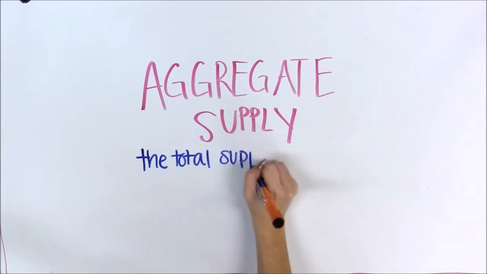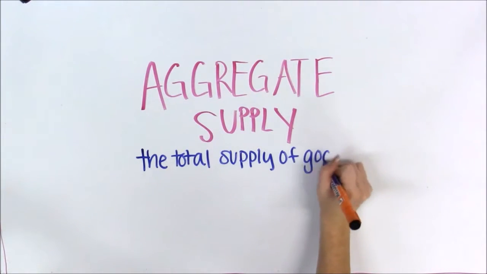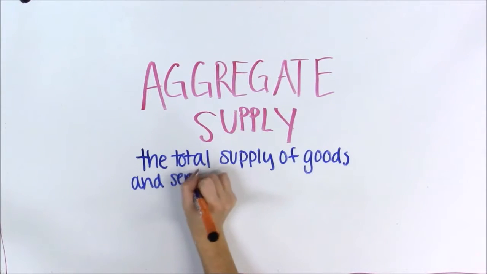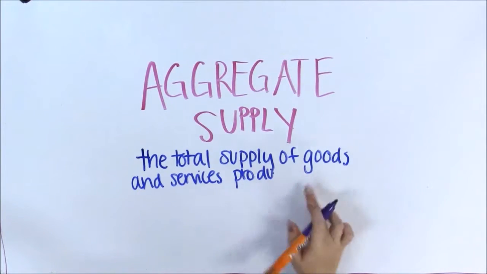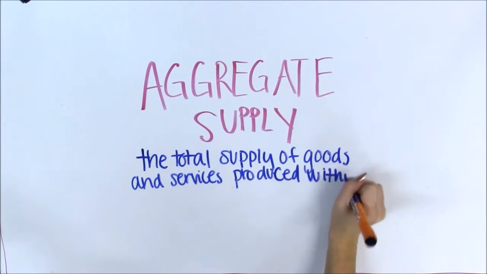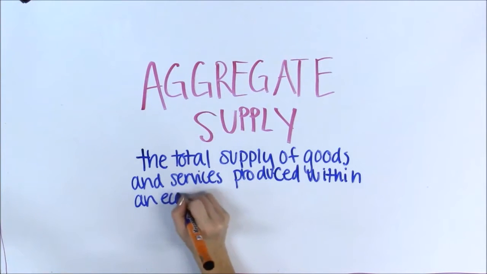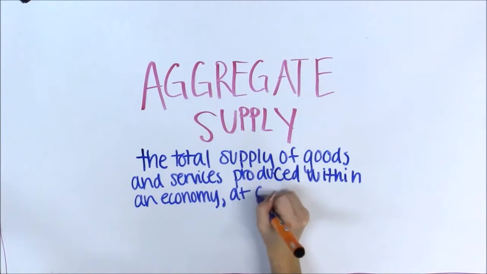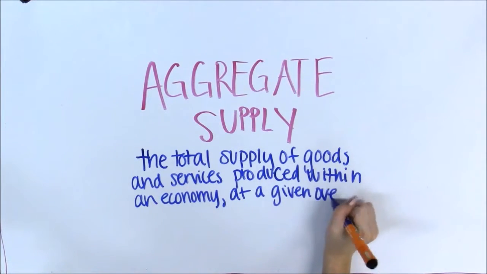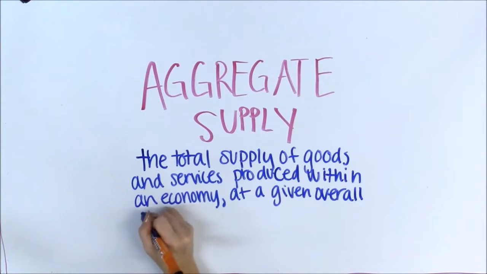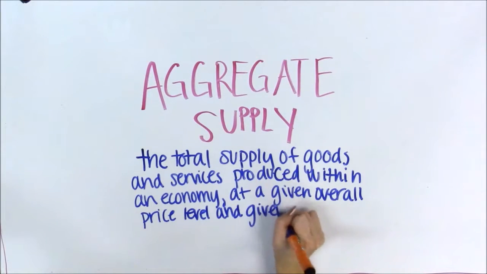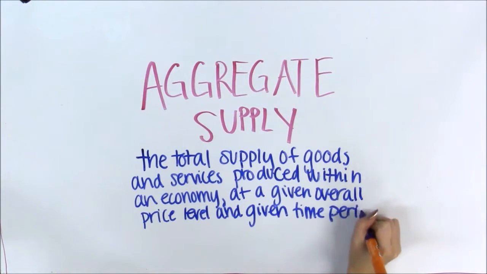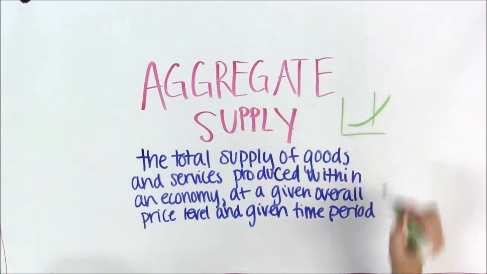The definition of aggregate supply, also known as total output, is the total supply of goods and services produced within an economy at a given overall price level in a given time period. It is represented by a curve that usually has a positive relationship between the x and y axis, which are our GDP and price level respectively. This is different from aggregate demand, which usually has a negative relationship between its two axes.